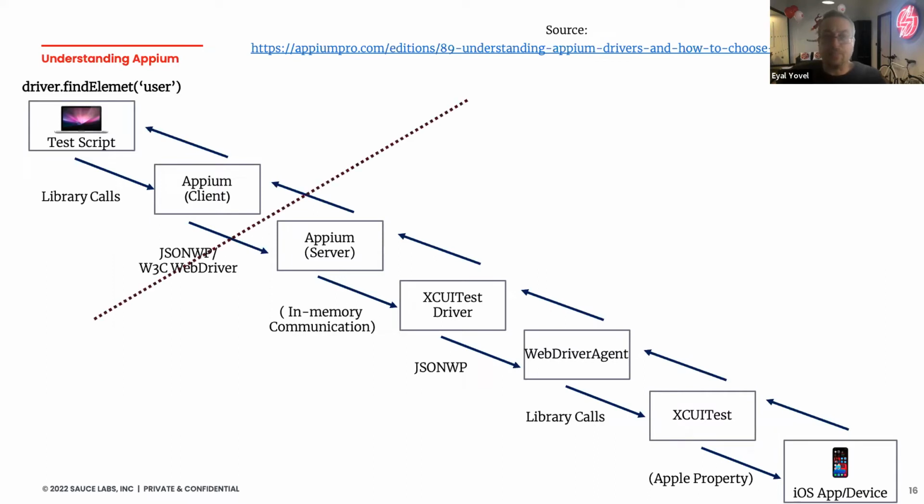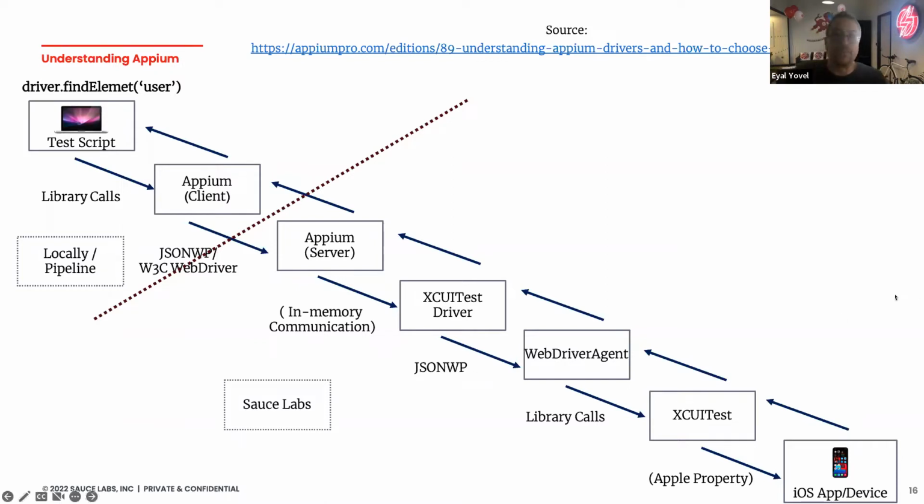As I said, the Appium client is on your local machine or part of your pipelines. And from the Appium server to the device, all the components can be local or can be on remote servers such as Sauce Labs.